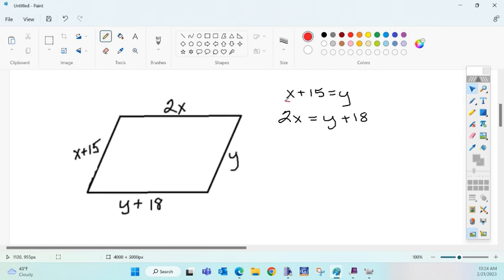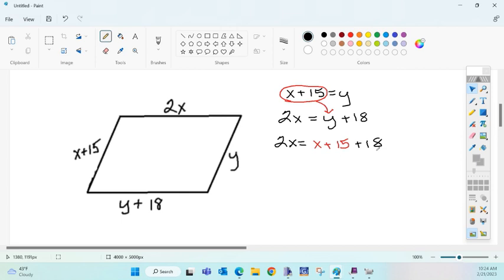Okay, so we need to put x plus 15 in where the y is. We call that substitution. That's the one method that we did this year. So 2x equals, I'll just do color coding here. I'm putting x plus 15 in where the y is, plus 18.